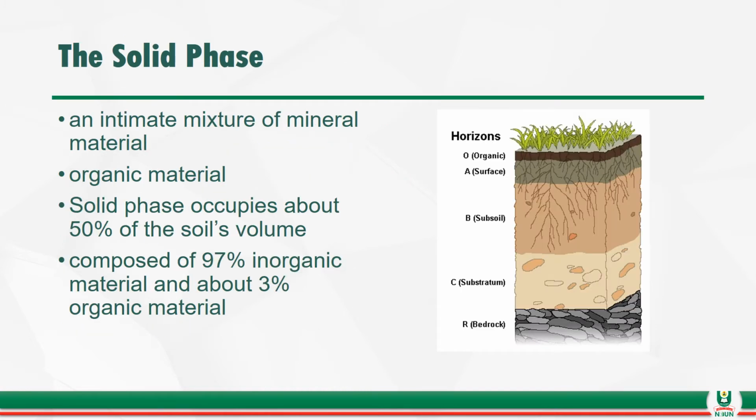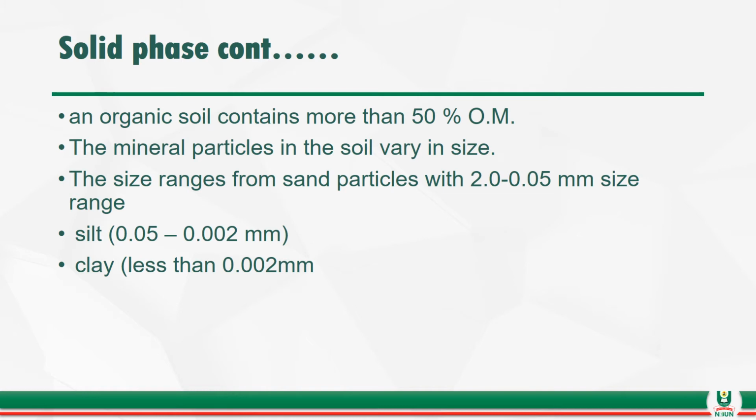The solid phase is the whole solid material, what we call the soil material. You can see the picture of the horizon. The solid phase is an intimate mixture of mineral materials and organic material. It occupies about 50% of the soil's volume, composed of about 95% inorganic materials and about 3% organic material. An organic soil contains more than 50% organic matter.